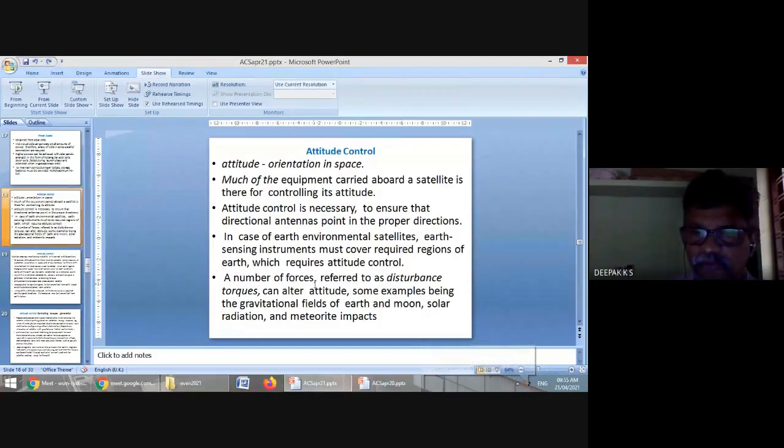A number of forces, referred to as disturbance torque, can alter attitude. Some examples are the gravitational field of Earth and Moon, solar radiation, meteorite impact, etc. So periodically you need to have an idea about this orientation and you have to apply corrective mechanisms. There can be various forces which can alter the attitude.